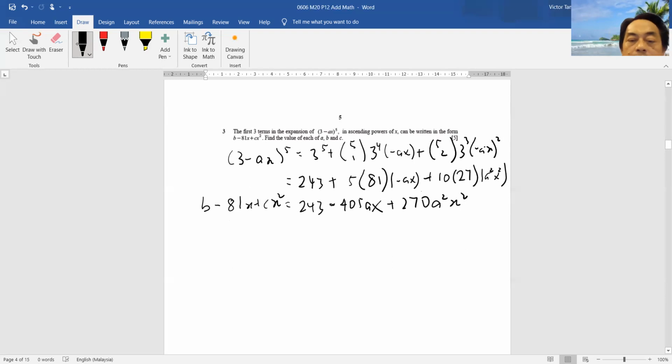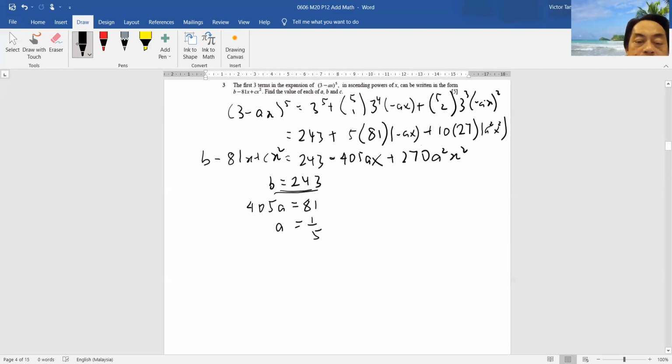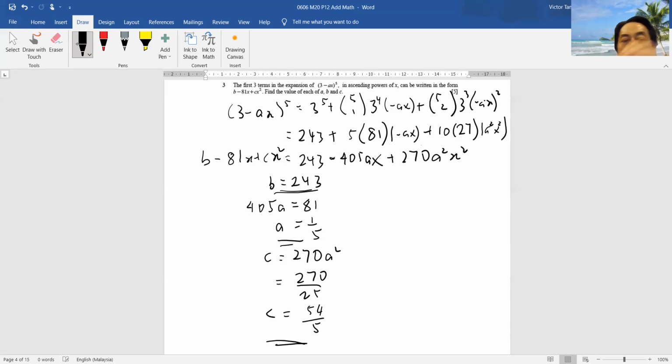By comparing the coefficients, b will be 243. 405a equals 81. So there we have one solution already. So a equals 1 over 5. c equals 270 a squared. So it's 270 times a squared, a squared is 1 over 25. So this will be 54 over 5. So this is the value of c, and this is the value of a.